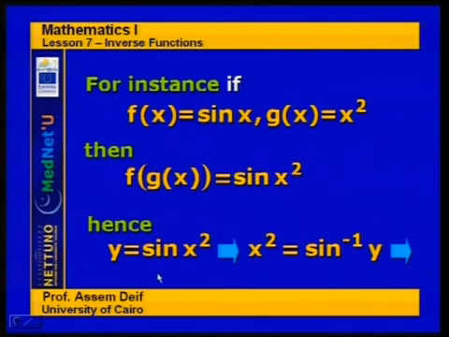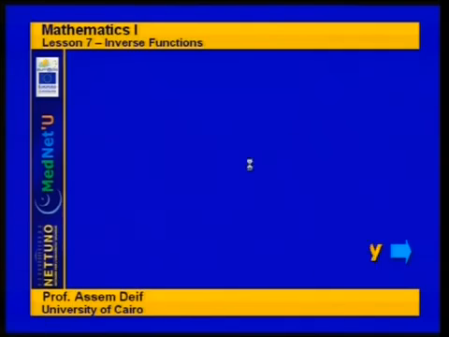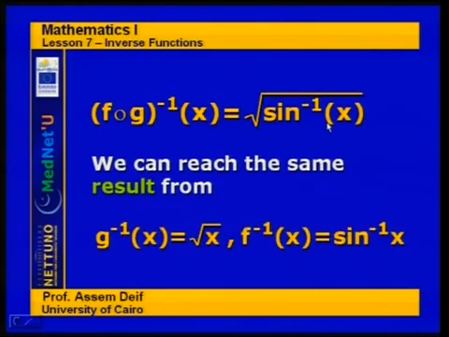Now y is equal to sine x square, so you get x square is equal to sine⁻¹(y). Since x squared is equal to sine⁻¹(y), the inverse function directly is the square root of sine⁻¹(x). As a matter of fact, you could have done the same thing by calculating g⁻¹(x) and f⁻¹(x), and then composing them, g⁻¹ circular f⁻¹, which is the square root of sine⁻¹(x).